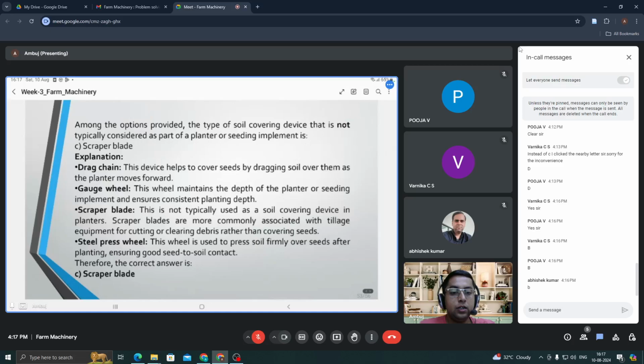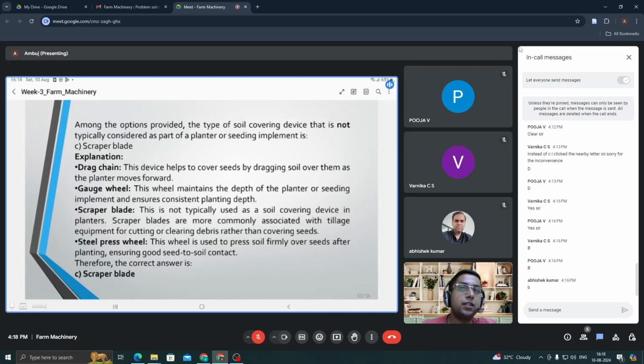Drag chain is a soil covering device because it helps to cover the seeds by dragging soil over them as the planter moves forward. Another option was gauge wheel. It maintains the depth of the planter and ensures consistent planting depth, and it also covers the soil in between. While scraper blade is not typically a soil covering device, scraper blades are commonly associated with tillage equipment for cutting and clearing debris rather than covering the seeds.